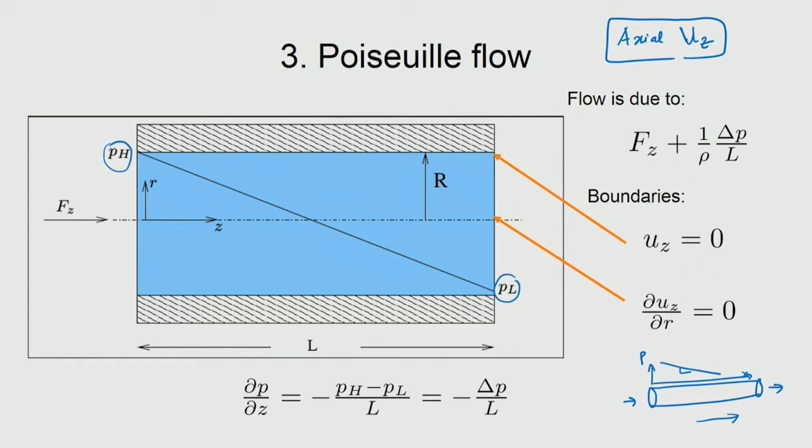So, you have these two situations, and the flow is due to one of the two terms or a combination of both. Fz is a body force term, that is g, and 1 by rho delta P by L is the term corresponding to the pressure drop. Because of one of these two reasons, the flow is happening along the axial direction, that is along the z direction in this particular tube.